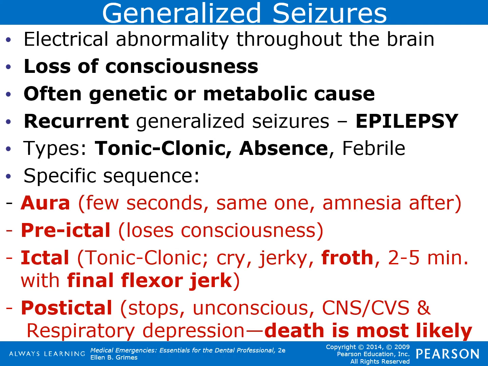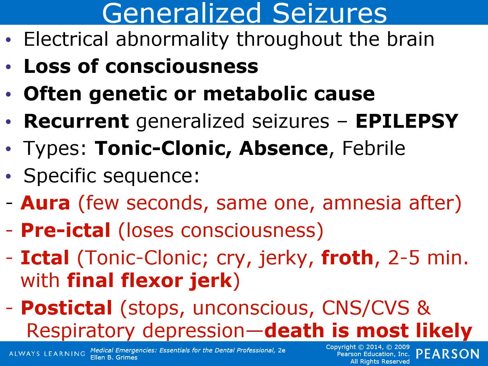So generalized seizures: electrical abnormality throughout the brain can cause generalized seizures and a definite loss of consciousness. Often this is genetic or has a metabolic cause. Recurrent generalized seizures, a good example is epilepsy, because they don't just happen in isolation. Every once in a while, particular things can trigger seizures. Types of generalized seizures can be tonic-clonic, absence seizure, or febrile seizure.